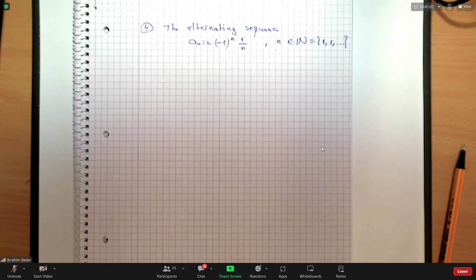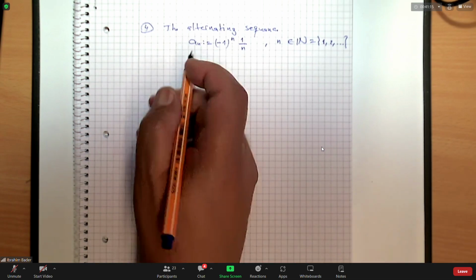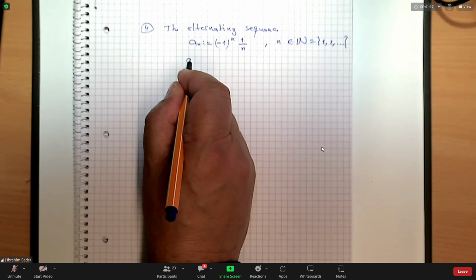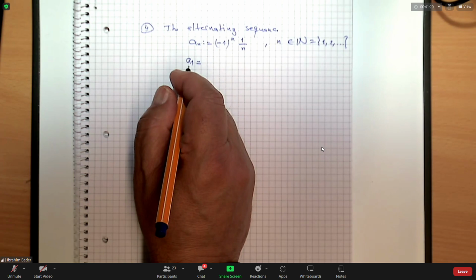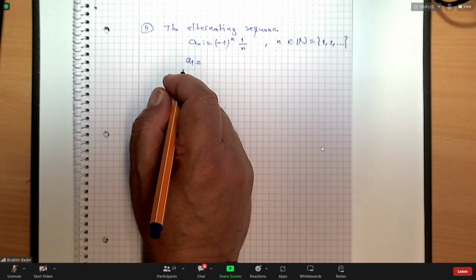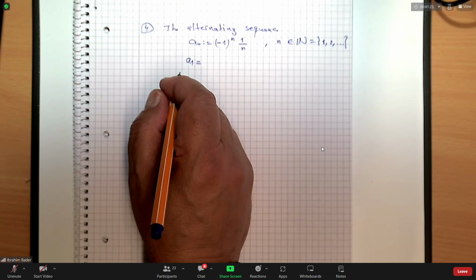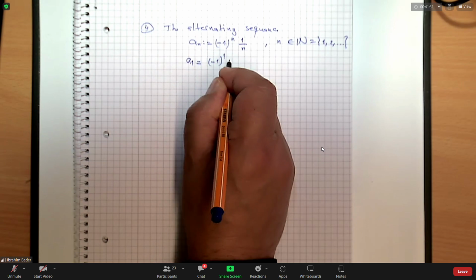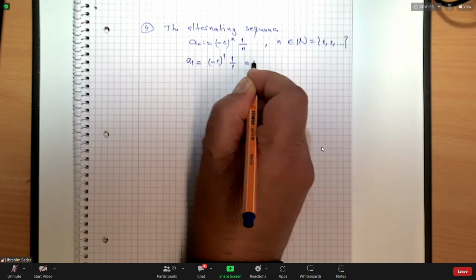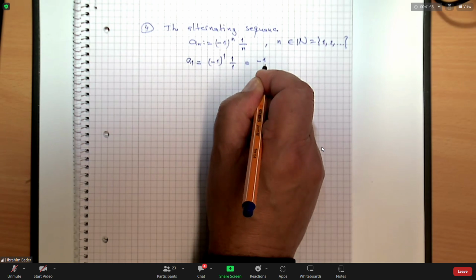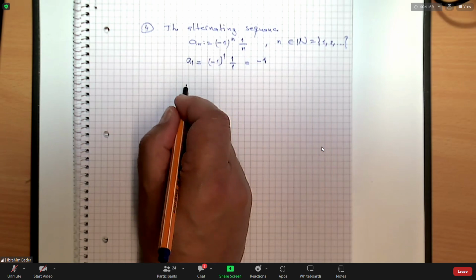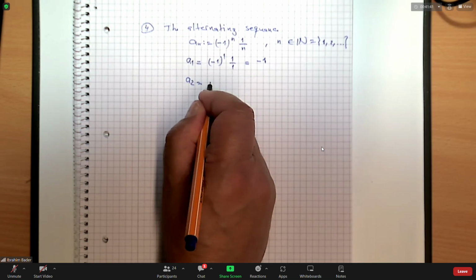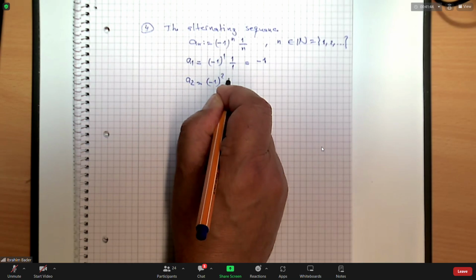So you see this alternating sequence. At position 1, a sub 1, what is the element here? Just plug 1 for n: negative 1 to the 1, times 1 over 1. This is equal to minus 1 over 1, which is minus 1. Okay? A2 here is negative 1 squared times 1 over 2, right?